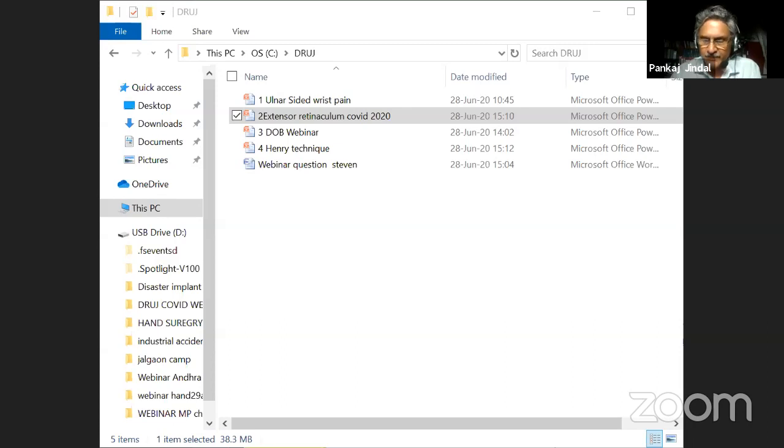Then there are other procedures, and we are going to talk about extensor retinaculum advancement here. The scheme of the procedure is you identify the extensor retinaculum and the fourth extensor compartment. You reflect the extensor retinaculum and bring it under the fourth compartment. Then you make two drill holes on the radius at the dorsal ulnar corner, one on this side and one on the other side, and you combine these two holes. Then you push the ulna volarward and suture the extensor retinaculum at the ulnar dorsal column.